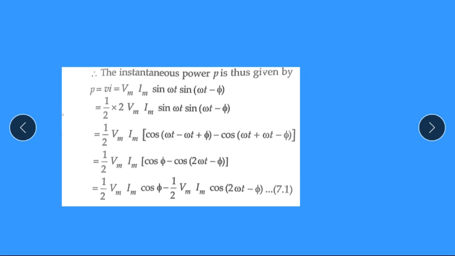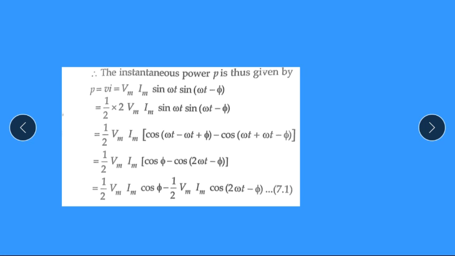We know that 2 sin A sin B is equal to cos A minus B minus cos A plus B, where A is omega t and B is omega t minus phi. So, the simplified equation is P is equal to half Vm Im times cos phi minus cos 2 omega t minus phi.